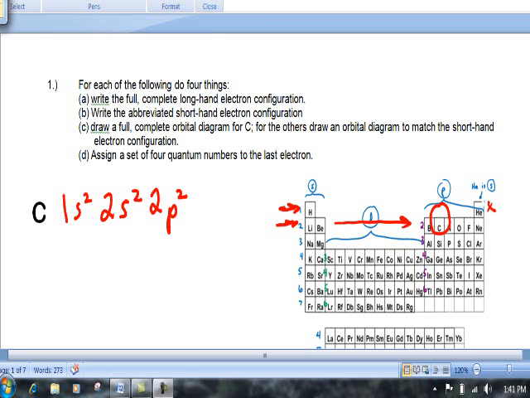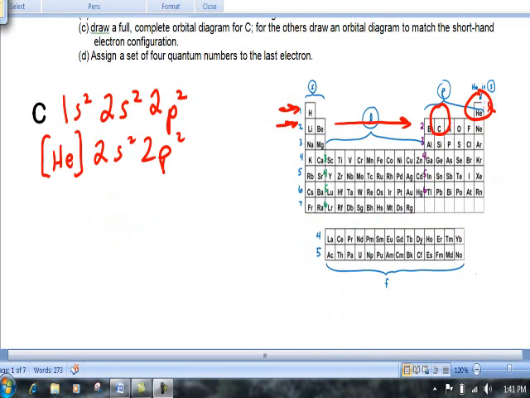Now to do a shorthand representation, what we need to do is find the last noble gas that precedes the element we're working on. For carbon, the last noble gas that precedes carbon is helium. So we write helium inside a little bracket, and then we write all the parts of the electron configuration that come after helium, which in this case would be 2s2, 2p2. And that would be our shorthand electron configuration.